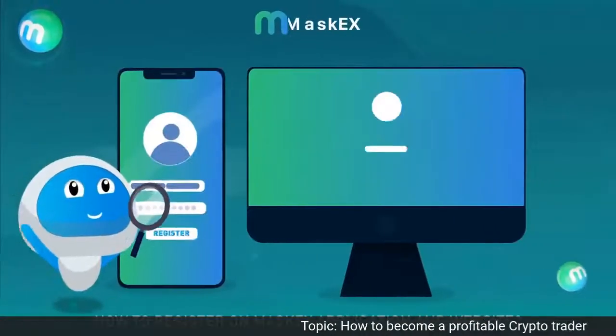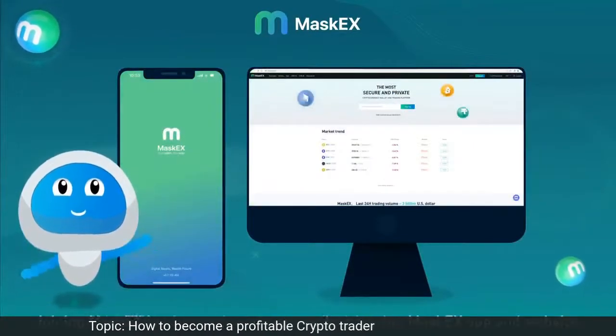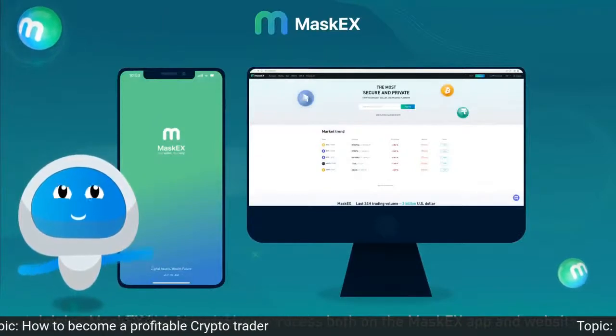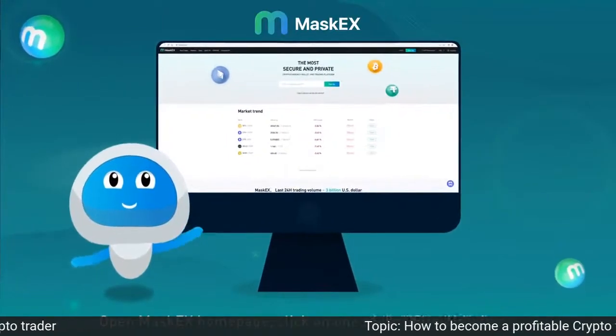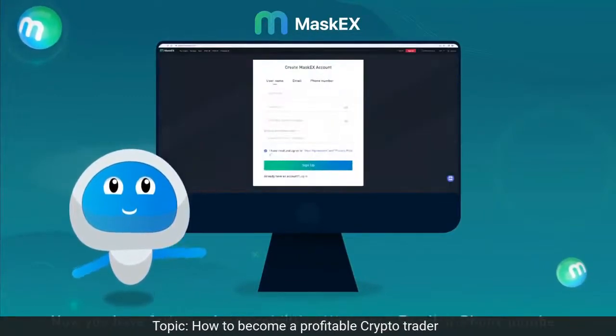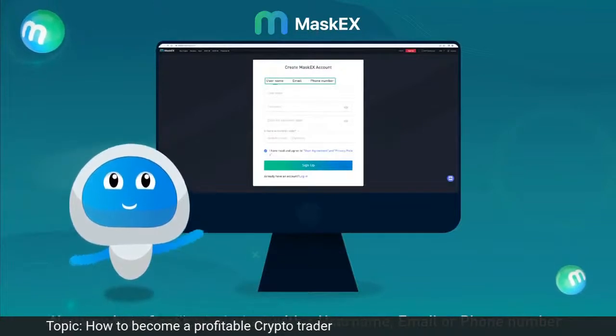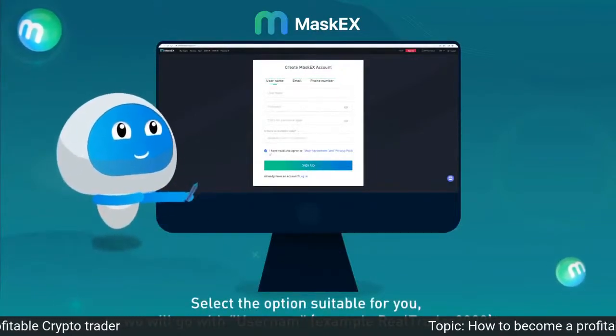How to register on MaskX application and website. Joining MaskX is a fast and easy process both on the MaskX app and website. Open the MaskX homepage and click on one of the sign up signs. Now you have three options: sign up with a username, email, or phone number. Select the option suitable for you.